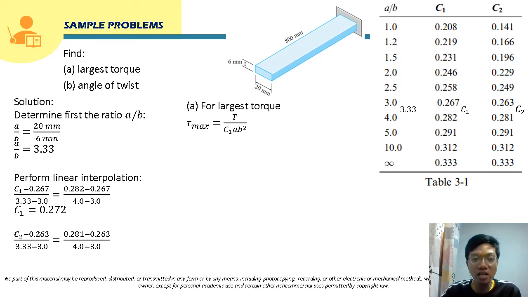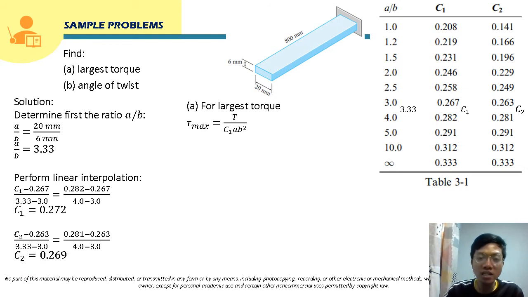Okay, and also, class, to solve for C2, that is C2 minus 0.263 over 3.33 minus 3, so that will also be equal to 0.281 minus 0.263 over 4 minus 3. So the value of C2 here, class, is 0.269. This value is between 0.263 and 0.281, so we can say that this is a logical value.